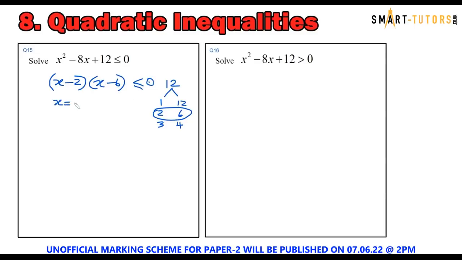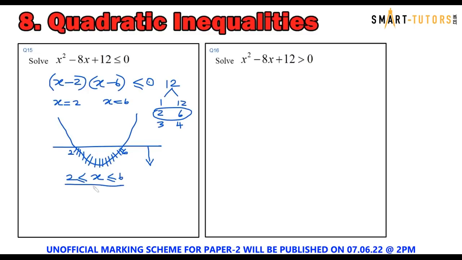So x can be 2, x can be 6. If you draw a quadratic happy face graph, it intersects the x-axis at 2 and 6. If the inequality is less than or equal to 0, you have to look for the portion below the x-axis. This is the portion, that is between the x-coordinates 2 and 6. So the solution for question number 15 is x is between 2 and 6.